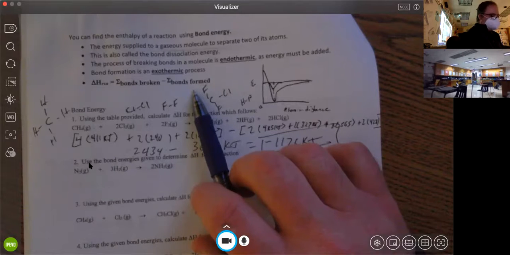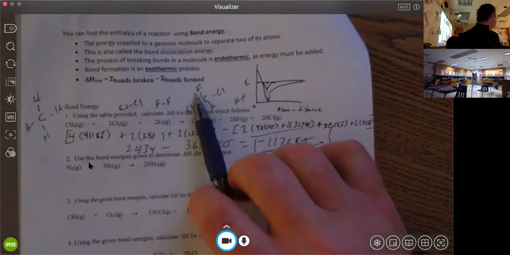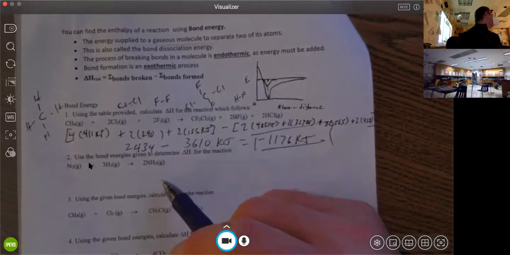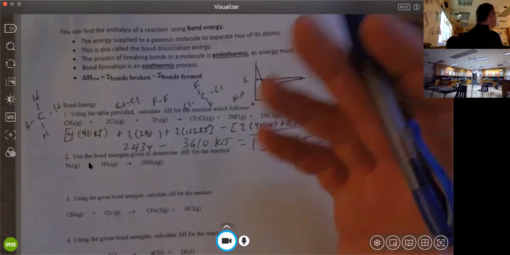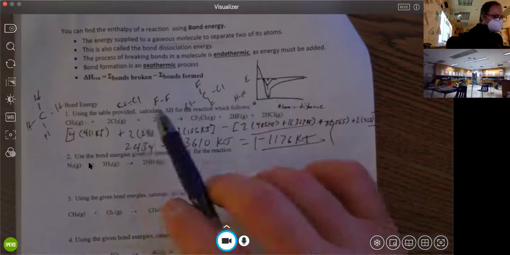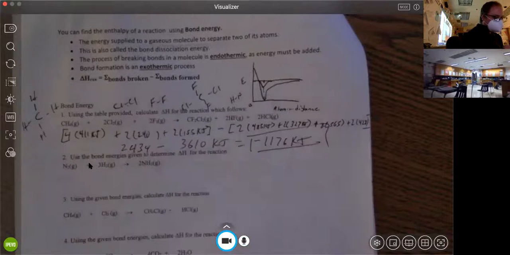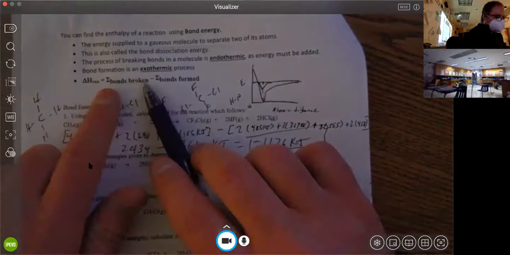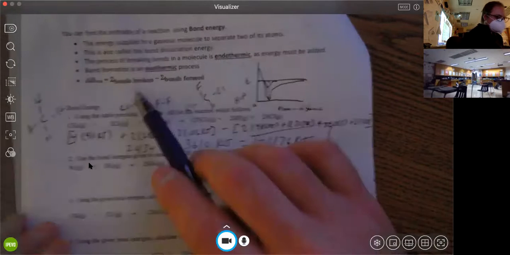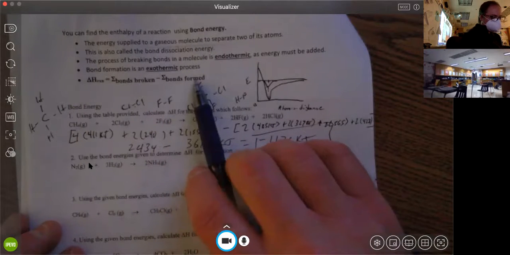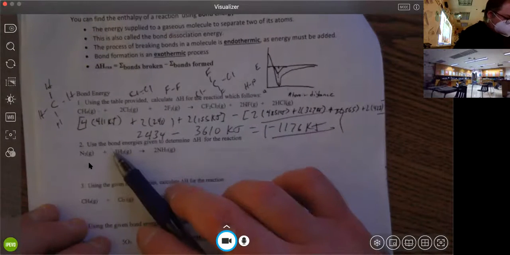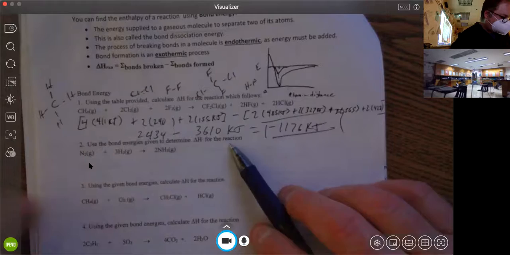One of the things they do is they try to mess up the words, like the bonds broken has more energy than the bonds released when they formed or whatnot. They sit there and talk about that, so you have to read through it maybe a few times. But basically, we're going to figure out the energy needed to put into it for the bonds to be broken, and then we're going to subtract from that the energy that's released when the bonds are formed. So use the bond energy given to determine delta H for the reaction.